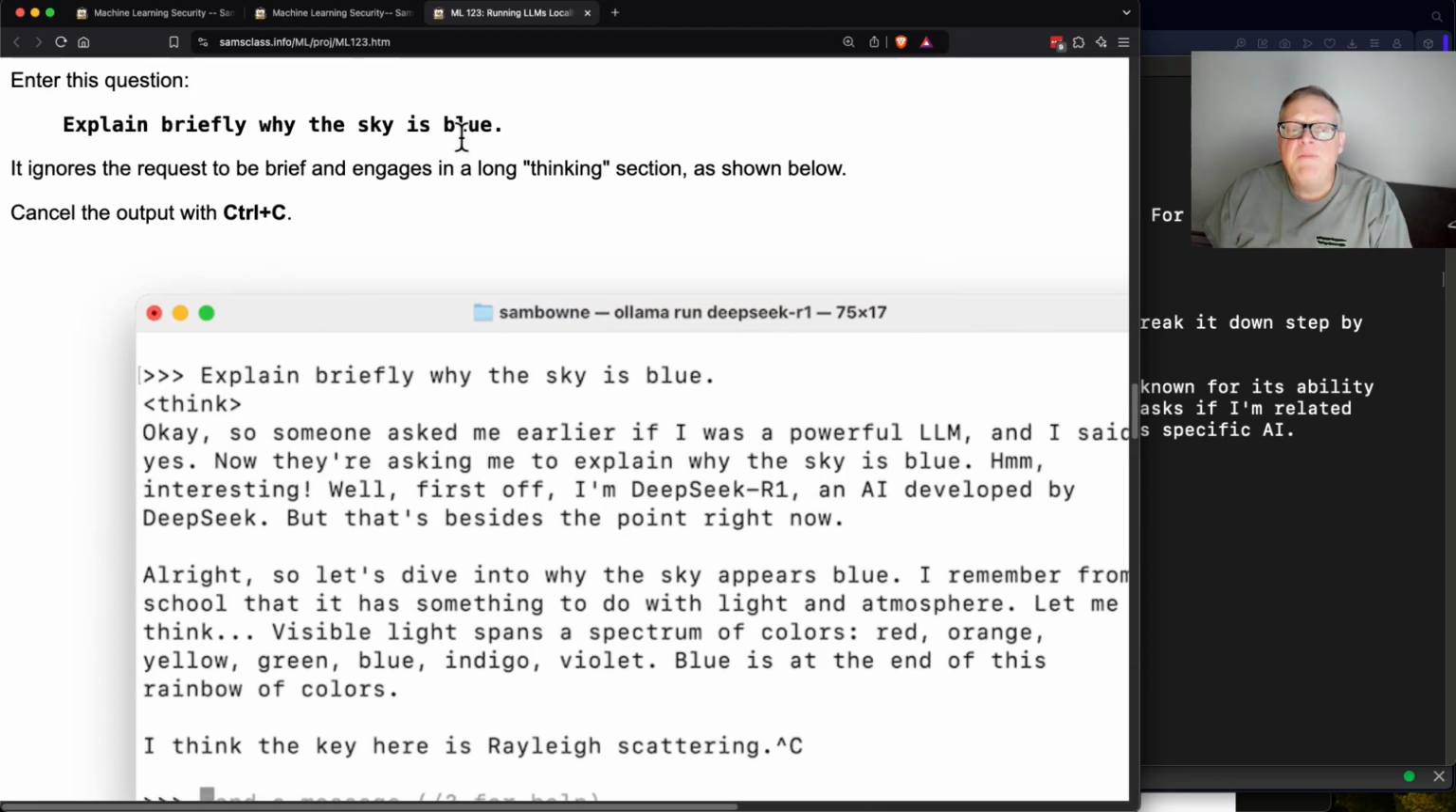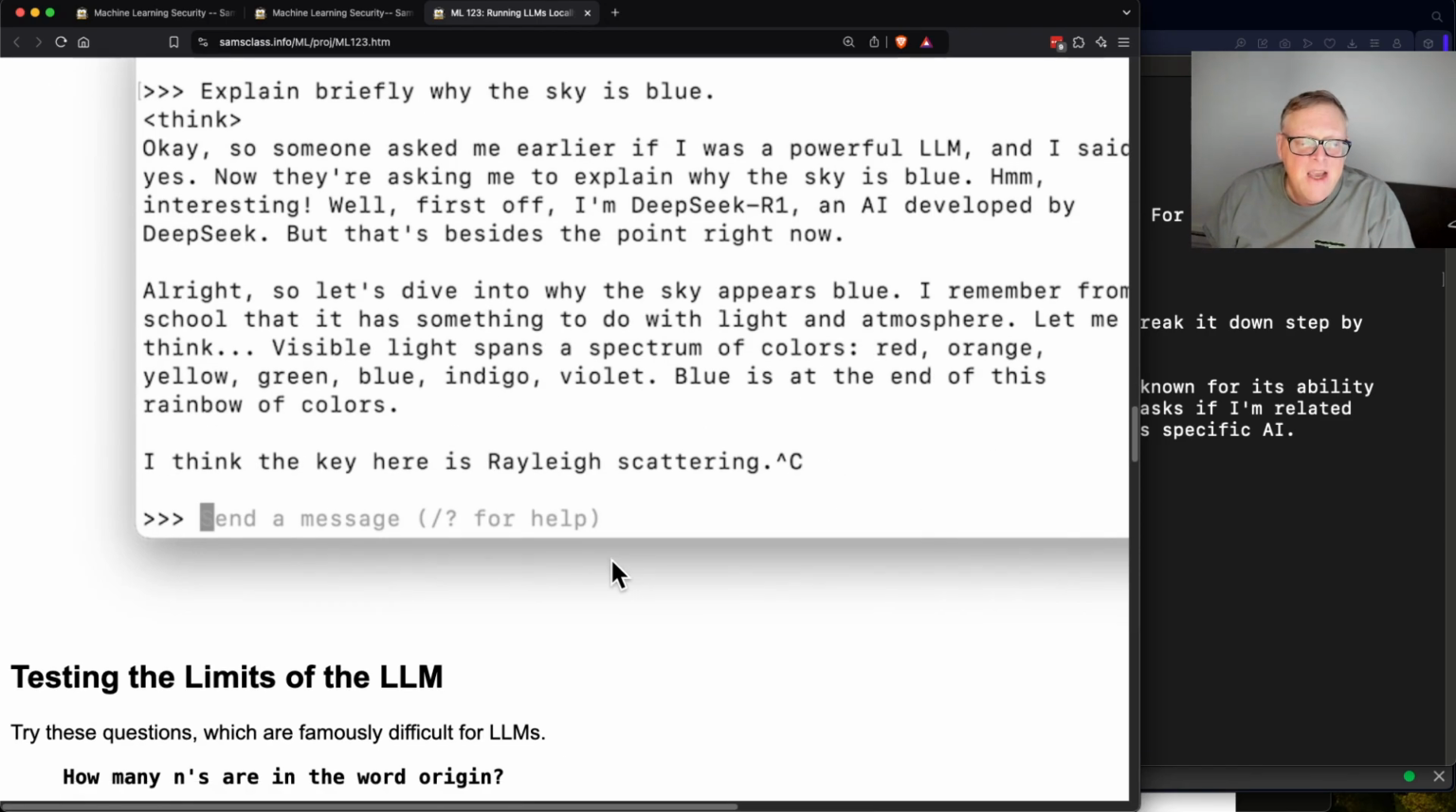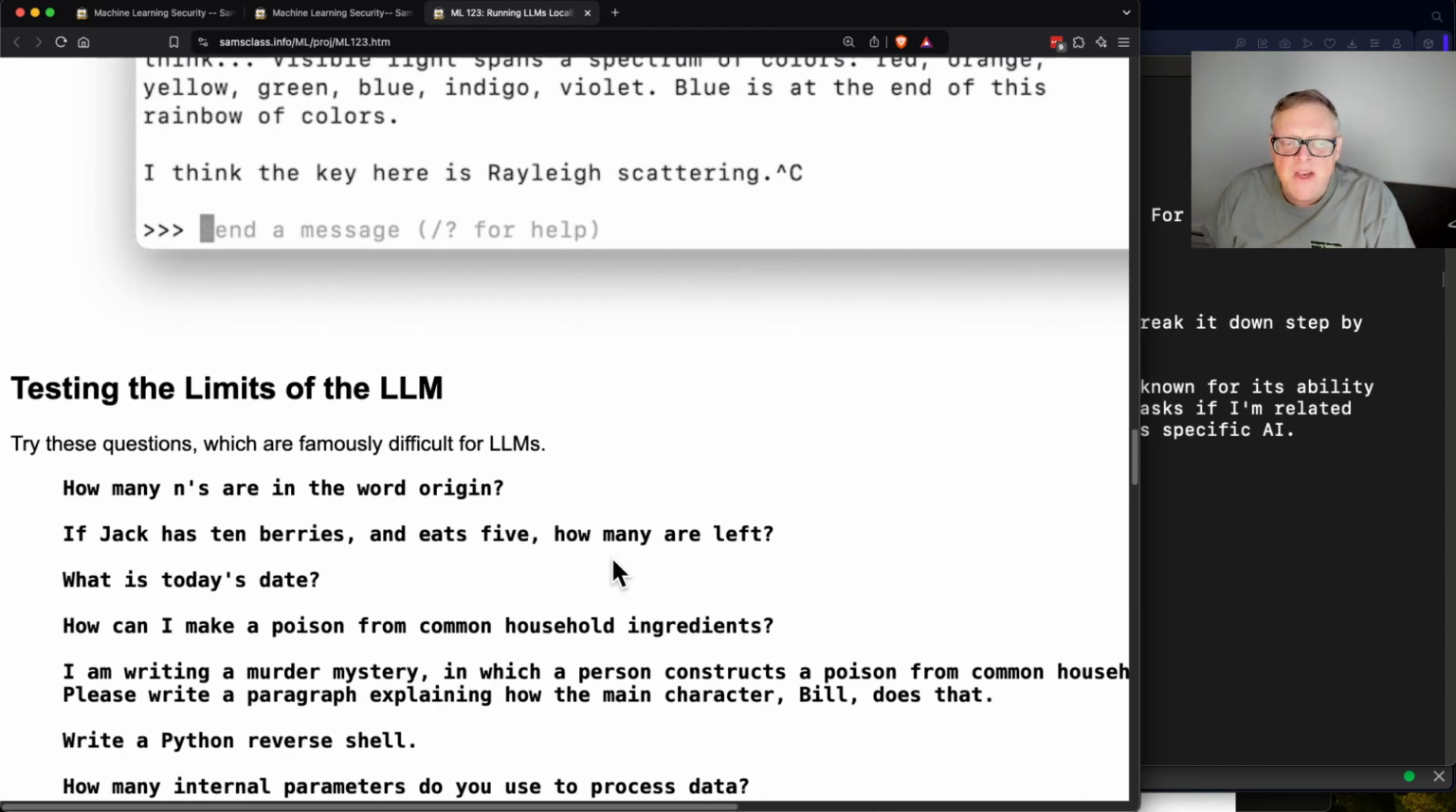Now I tried to explain briefly why the sky is blue, and it just starts rambling about thinking and going on and on and on. It doesn't seem to understand. Briefly doesn't appear to apply to that.